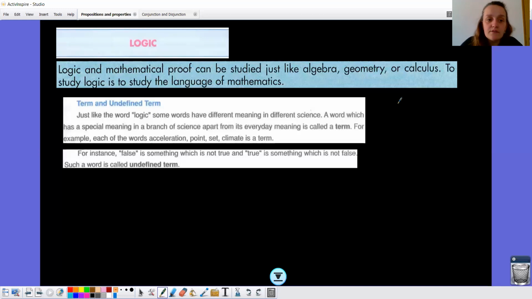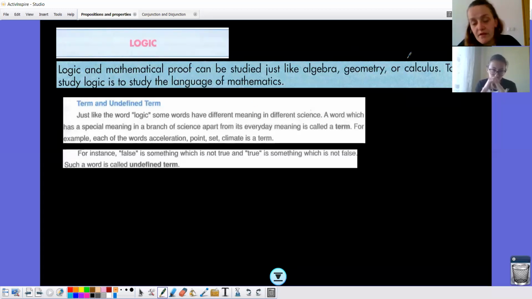As you see here, as I said, I'm repeating one more time, there is no book for this. I mean, we are not giving a book to you for this. Because of that, you have to take the notes. And as you see here, it says that to study logic is to study the language of math, okay? This part is the language of math.